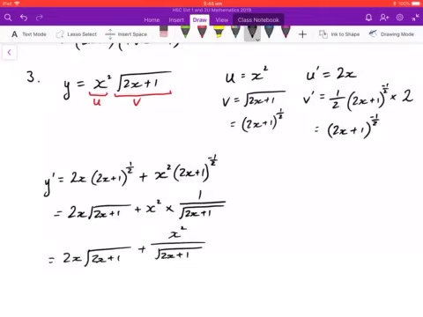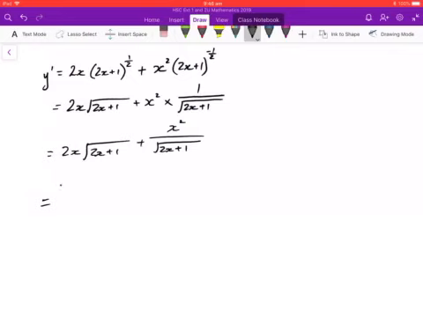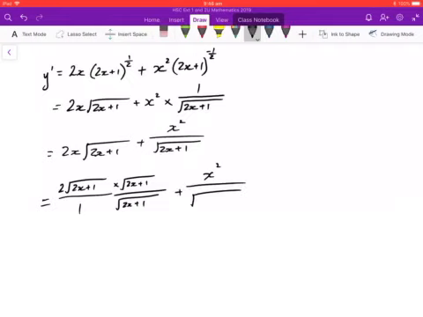Now you could bring it together, so I will show you how to do that, but it does become a bit more tedious, and anyway, we'll try it. So what I'm going to do is multiply the first one, top and bottom, by the square root of 2x plus 1. So this is going to be 2x root (2x plus 1) over 1, right? It's no denominator, it means over 1. So I'm going to multiply top and bottom by the same denominator as the second term, which is the square root of 2x plus 1. Plus, and the second term I'll just keep the same.